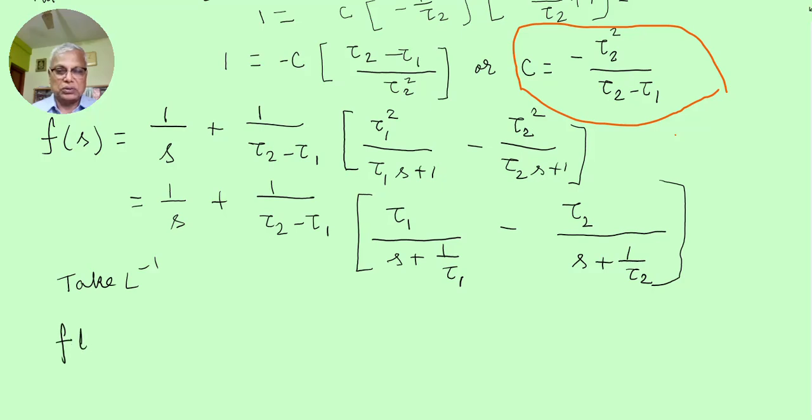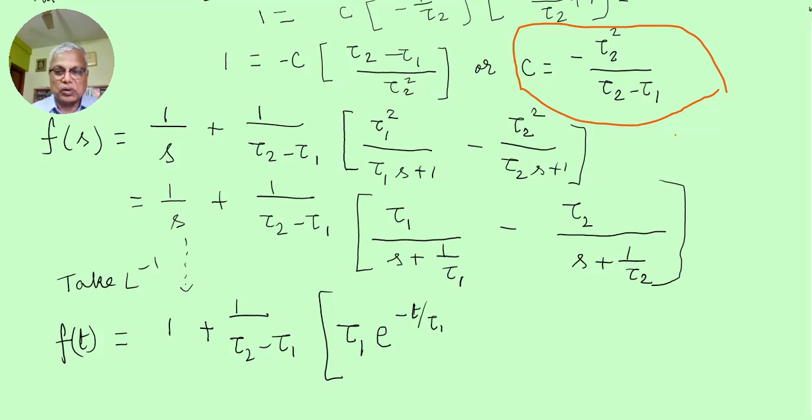f of t equal to, first term 1 by s. The inverse of 1 by s is simply 1, plus 1 by tau 2 minus tau 1 times the bracket. Here the first term, tau 1 is a constant, and it is of the 1 by s plus a form. So it is going to be tau 1 e power minus at. A is 1 by tau 1 here, so e power minus t by tau 1. So this is the inverse of the first term.